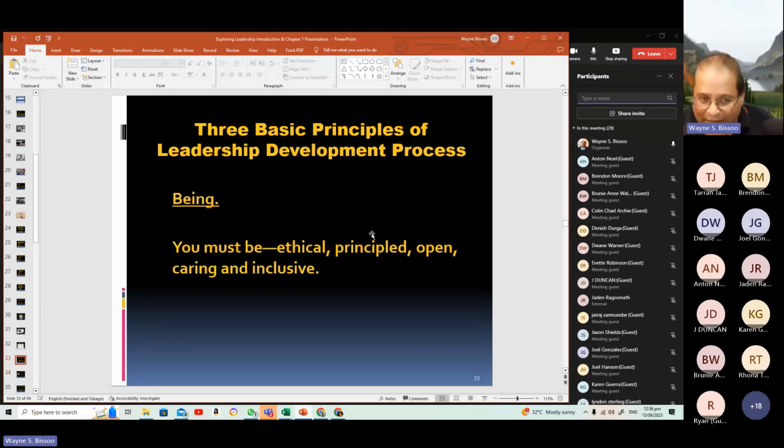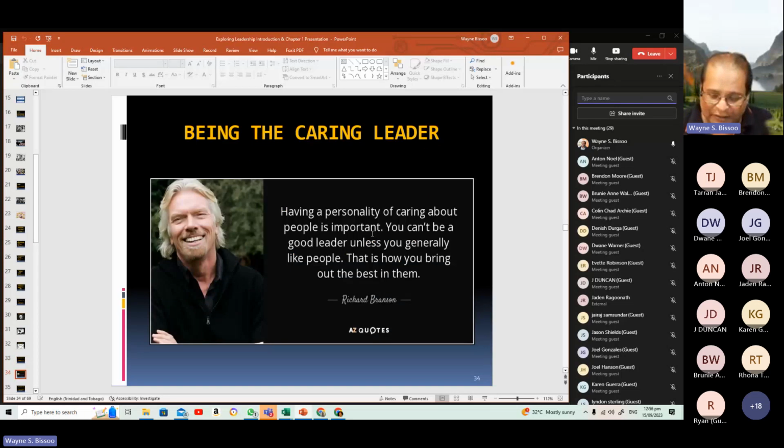And the reason why you have to do that is because you have to learn to care about people, because it's only when you care about people that you can actually get the best out of them. And you have to genuinely do so. You can't fake it. If you look at this quotation here from Branson, the founder of Virgin Records and Virgin Airlines, having a personality of caring about people is important. You can't be a good leader unless you genuinely like people. That's how you bring out the best in them. So that is a very, very important part of the being element.